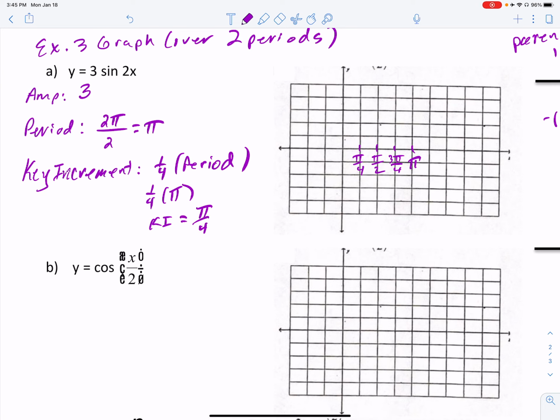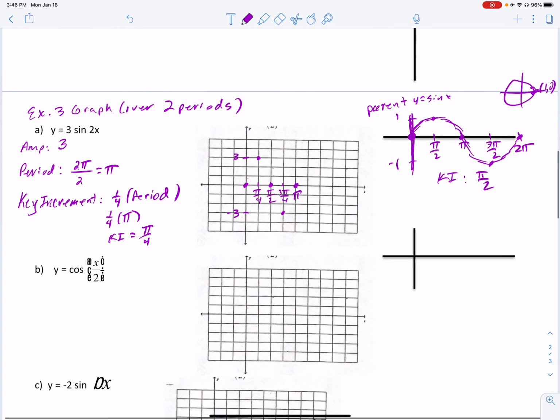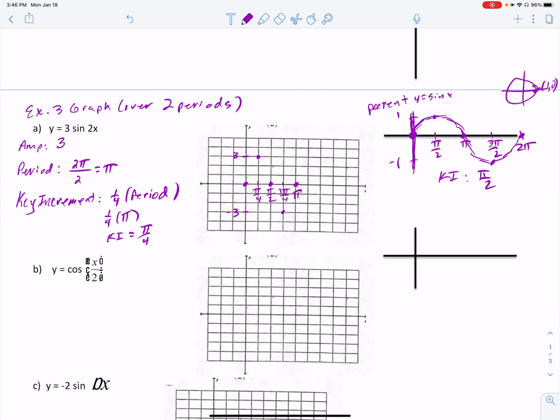And since this is sine, we start at 0. But now we have this vertical stretch of 3. So instead of going up to 1, we're going to go all the way up to 3, and eventually we'll be going all the way down to -3. And we will be up at 3 at pi-fourths instead of at 1, because of that vertical stretch. At pi-halves, we'll be at 0. At 3 pi-fourths we'll be at -3, and then at pi, we'll be back at 0. So the key increments were changed because the period is half of what it used to be.